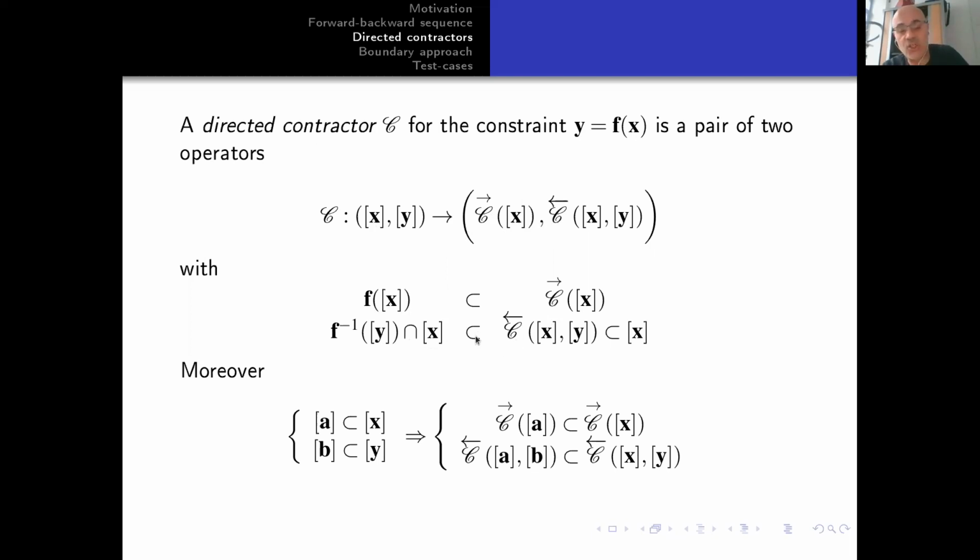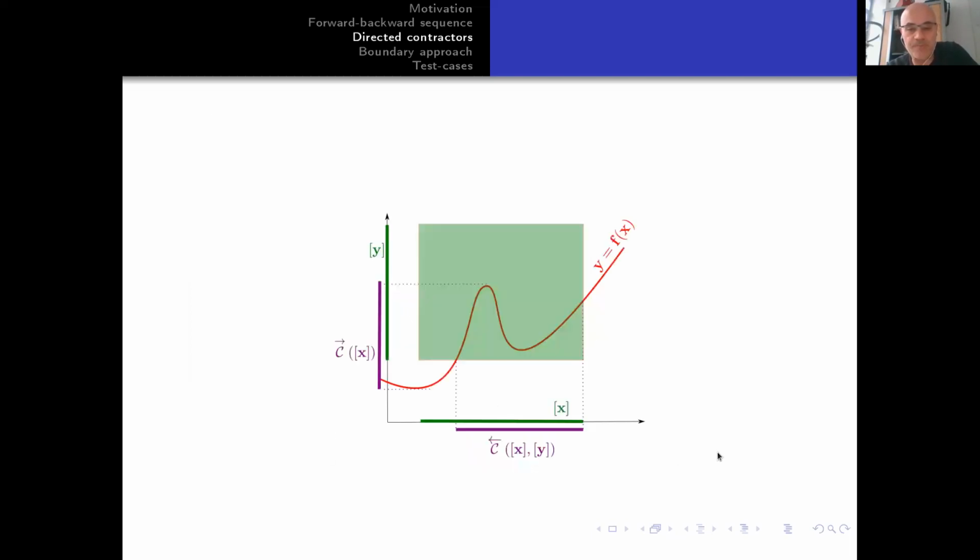I will explain just after with a picture, so this definition will be more natural. And I also want some monotony properties, which are given here. I mean, if A and B are included in X and Y, it will be the same after the contraction. But let me give you just an illustration with a picture.